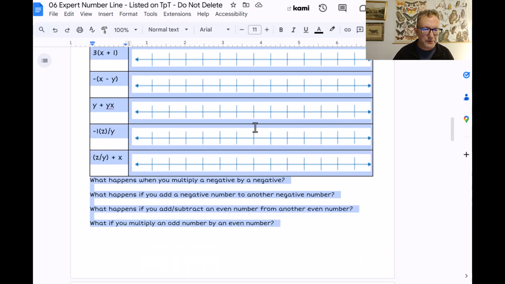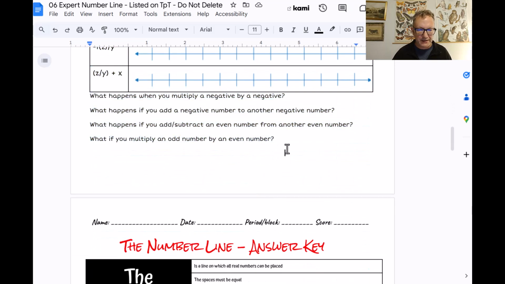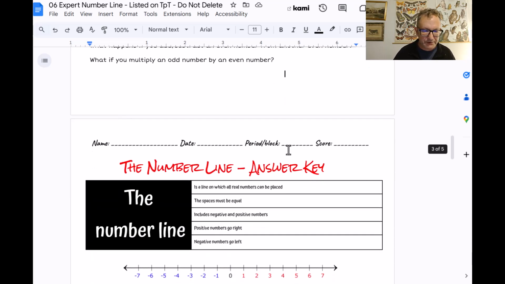Once again, we've got more questions because I'm a big fan of questions, big fan of differentiation, which is why we have entry, emerging, and expert level to all of our resources.